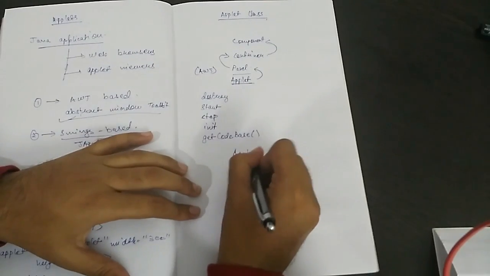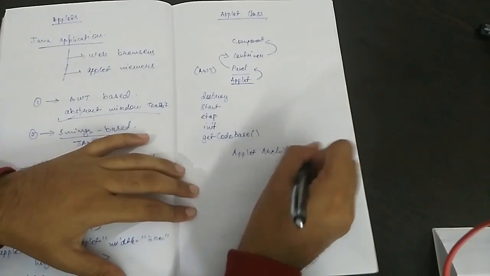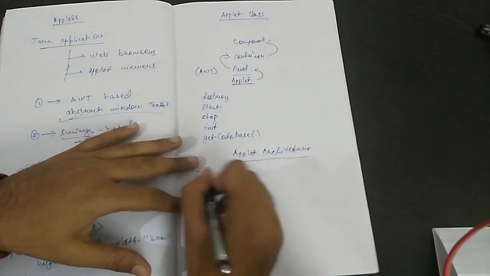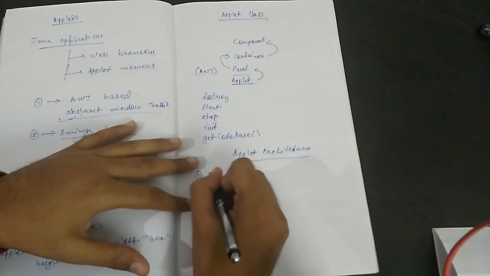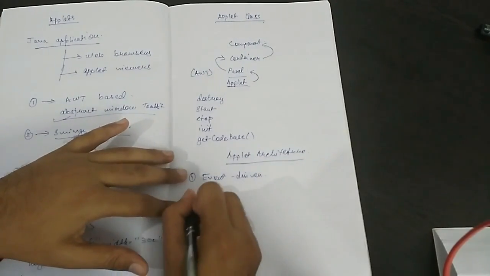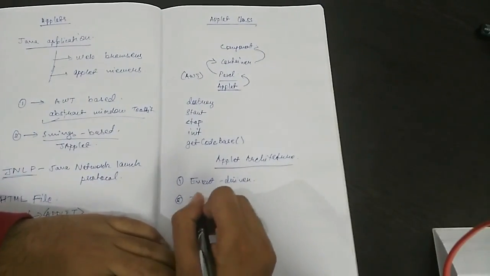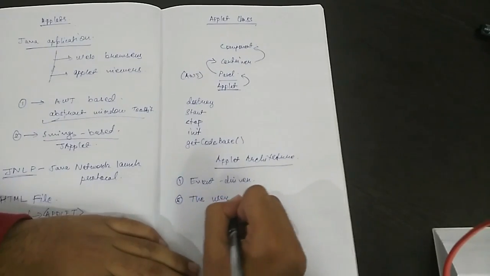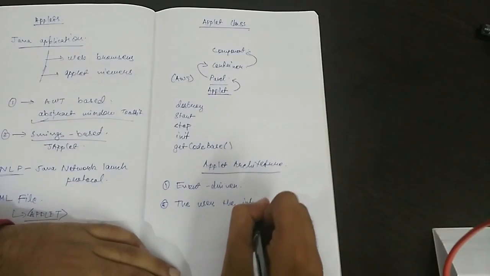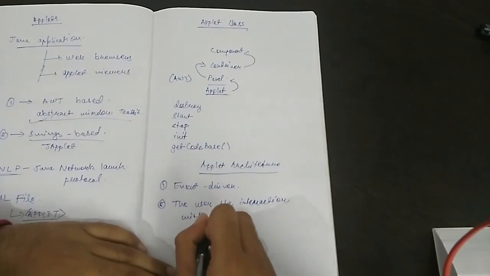Applet architecture. There are two main things to notice about applet architecture. First, applets are event driven. And the second thing, the user initiates the interaction with the applet.